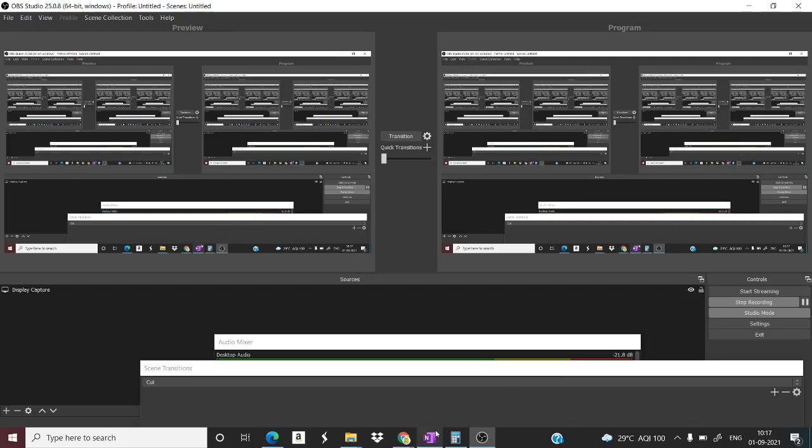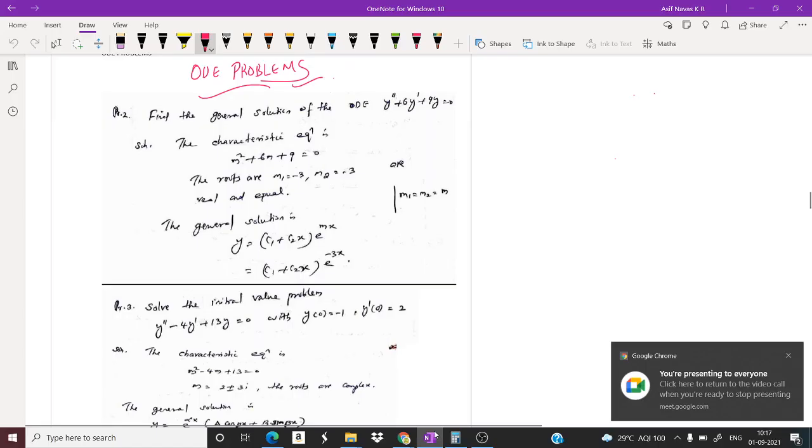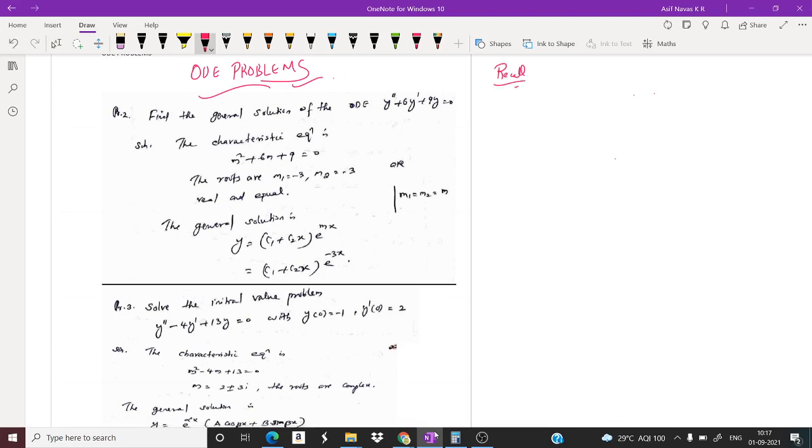So let's recall, if a0 d^n y/dx^n, that is the nth derivative, plus a1 d^(n-1)y/dx^(n-1) plus etc. plus an y is equal to 0. This is a homogeneous linear ODE with constant coefficients.